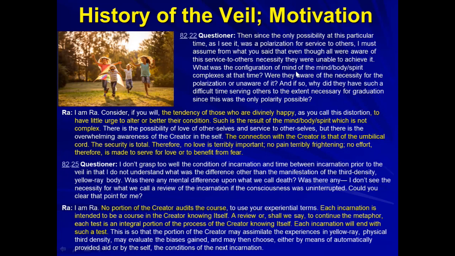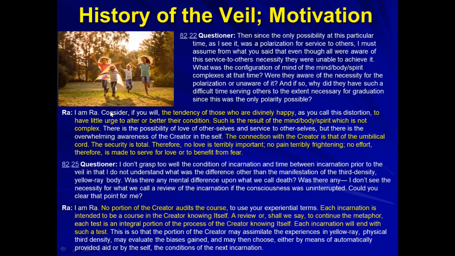What was the configuration of mind, body, and spirit complexes? He shouldn't say complexes, but this is Don. At that time, were they aware of the necessity for the polarization or unaware of it? And if so, why did they have such a difficult time serving others to the extent necessary for graduation, since this was the only polarity possible? So he's asking several questions there around that. Let's see what Ra says.